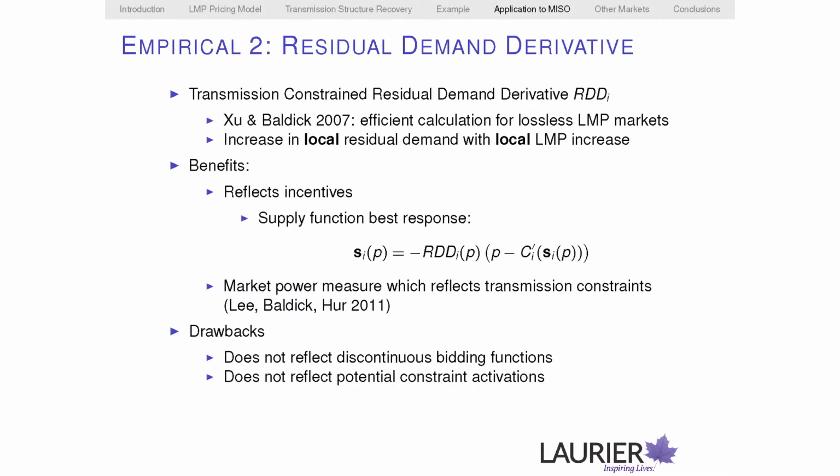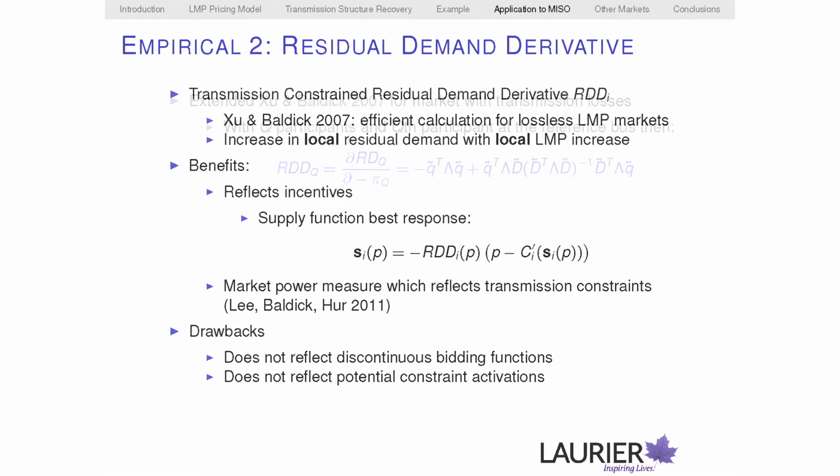The drawbacks are that the efficient calculation doesn't take into account discontinuities: when a new constraint becomes active, or, when you're making your bids, the probability of you affecting a particular constraint and making it active if you're near it. It also doesn't take into account the discontinuous bidding function, but that's not too big a problem. You can smooth those bidding functions.